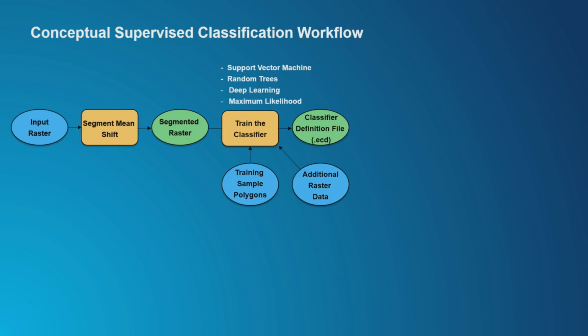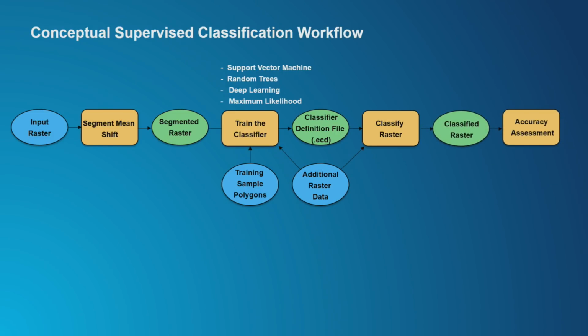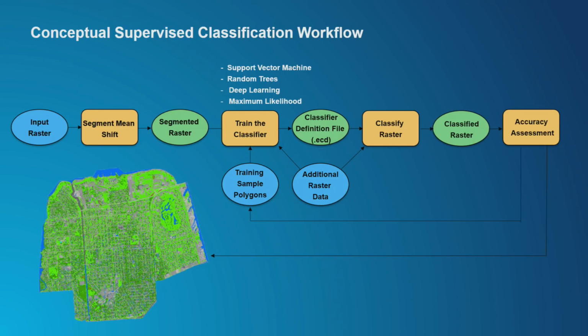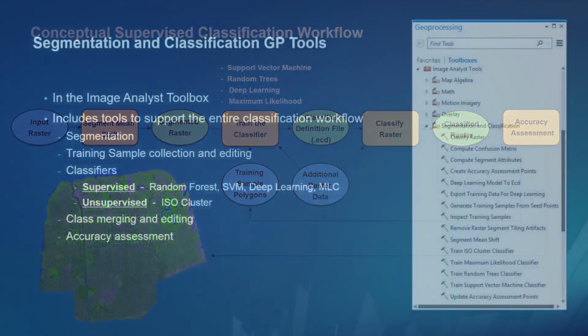So the result of training the classifier is an ECD, an Esri classification definition file that goes into the classification tool and produces your class map. Once you have your class map, then you assess your accuracy of that class map. And if there's any issues, then you would go back and adjust your training in an iterative fashion. And once you're satisfied with your accuracy assessment, then you have your final class map. Class map is a thematic map, a categorical map with attributes. It's a raster.